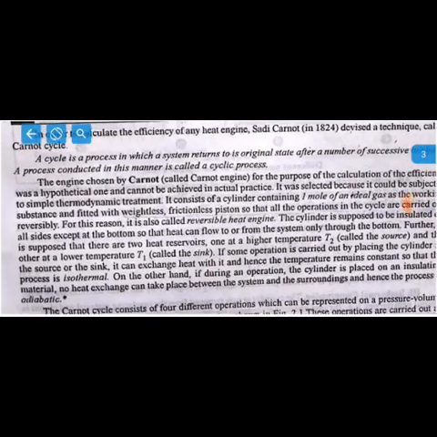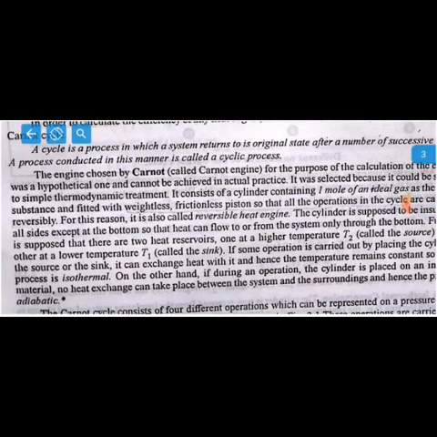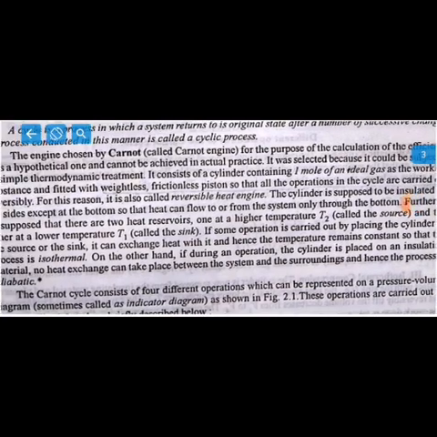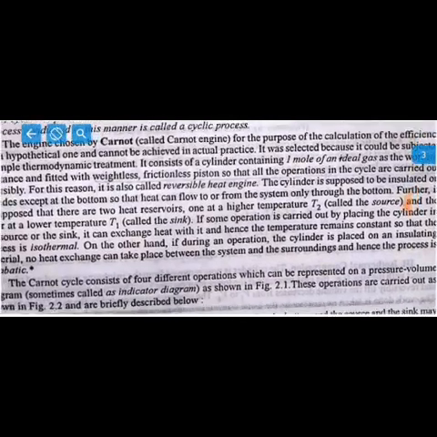The cylinder is supposed to be insulated on all sides except at the bottom so that heat can flow to or from the system only through the bottom. Further, it is supposed that there are two heat reservoirs, one at a higher temperature T2 called the source and the other at a lower temperature T1 called the sink. If some operation is carried out by placing the cylinder in the source or the sink, it can exchange heat with it and hence the temperature remains constant, so that the process is isothermal. On the other hand, if during an operation the cylinder is placed on an insulating material, no heat exchange can take place between the system and the surroundings and hence the process is adiabatic.